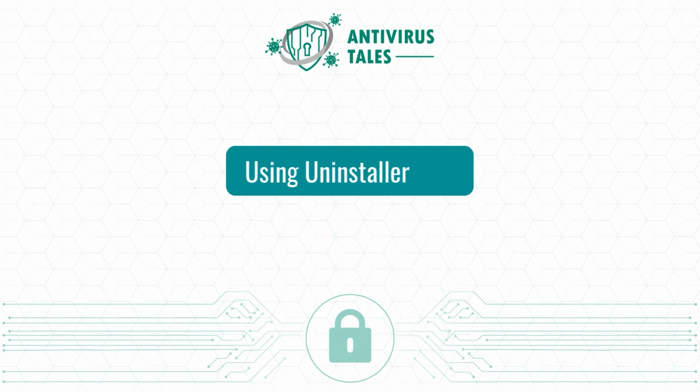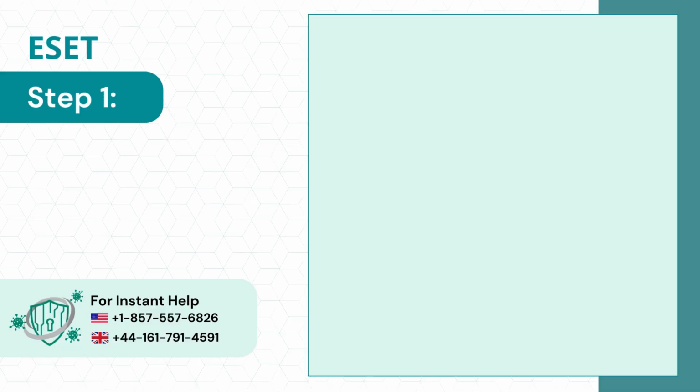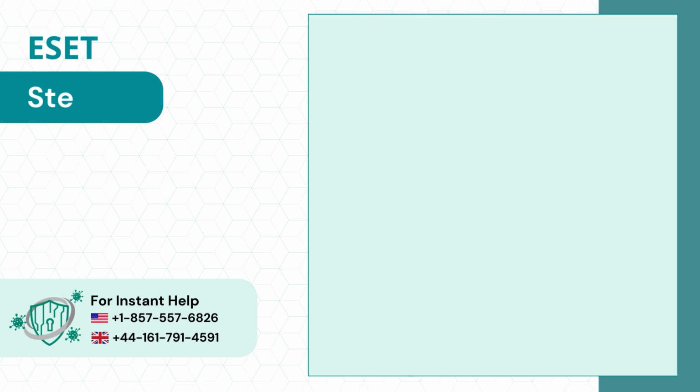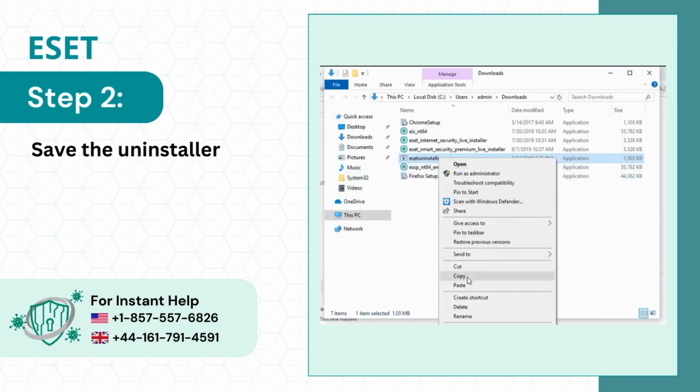Using uninstaller tool. Step 1. Navigate to the official ESET website and download the ESET uninstaller. Step 2. Save the uninstaller file to the desktop.